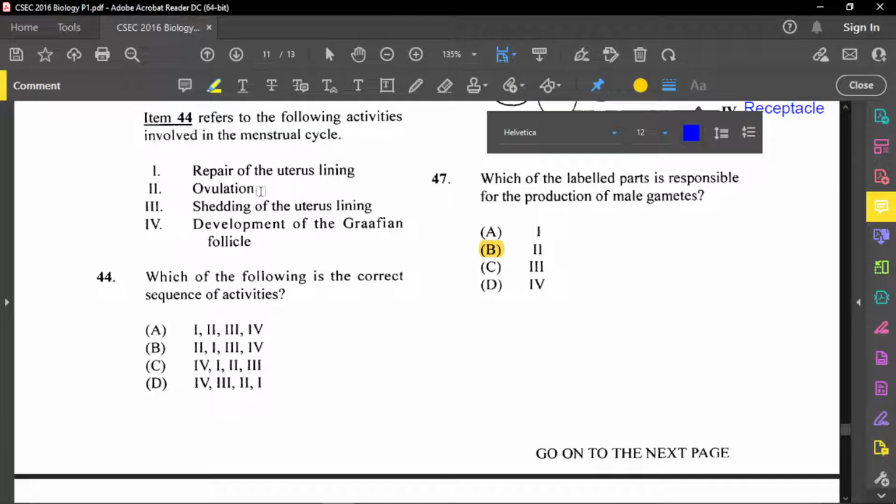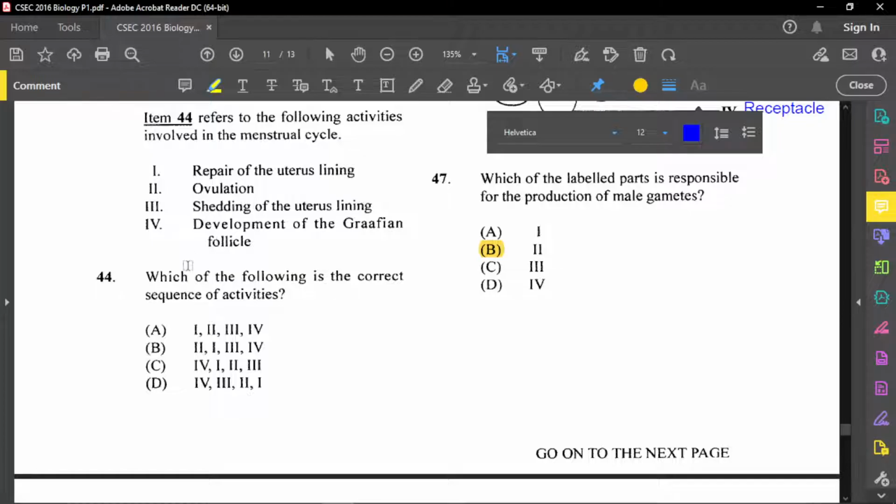Now, the hormone responsible for ovulation is LH, luteinizing hormone. I just put in that information right there. But remember this now: number 1 must come before number 2, because you cannot have ovulation, then repair the wall of the uterus. No, you repair first, then you ovulate.